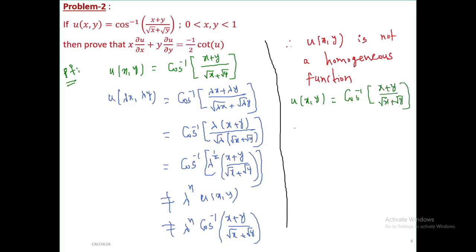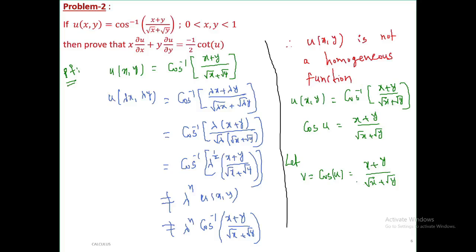Okay. Now send cos to this side. Then what will we get? Cos u. I am just writing u, where u means u of x comma y. So cos u is equal to (x plus y) divided by (root x plus root y). So let v be equal to cos u. I am assuming v is equal to cos u, which is (x plus y) divided by (root x plus root y).